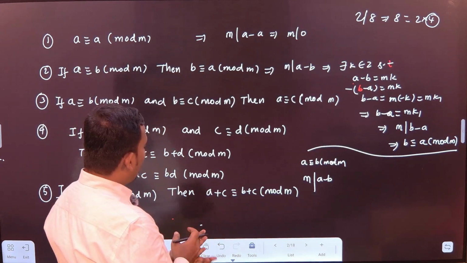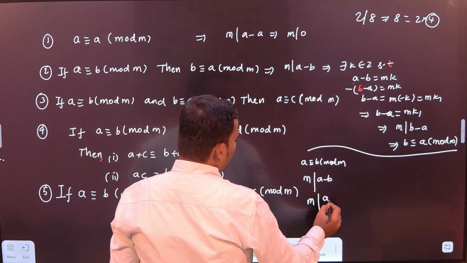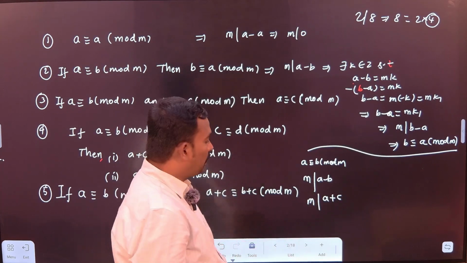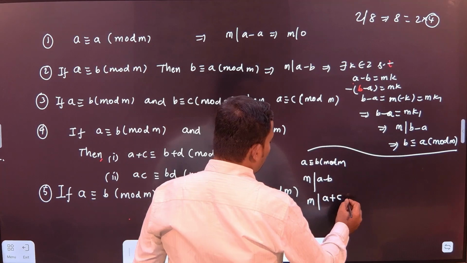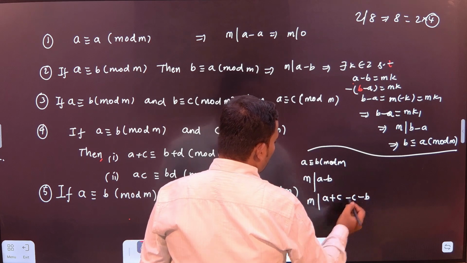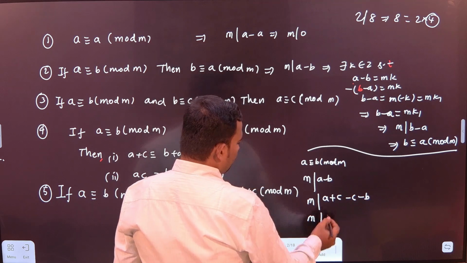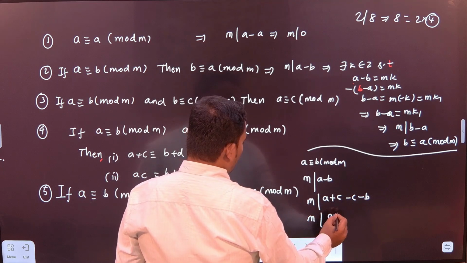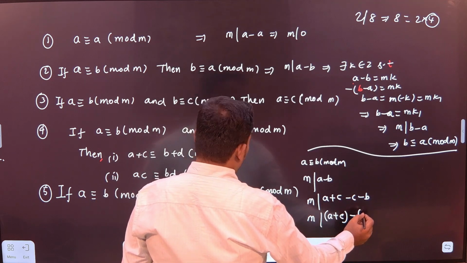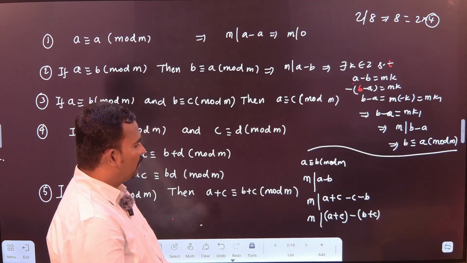Okay. Then how to say that A plus C? So you can see, when you take M divides, you can add and subtract C. So adding C and subtracting C, what will we get? Minus C minus B you'll get, right? So from this, there is no change, right? M divides, what can we say? A plus C minus, you can say, B plus C we can write. Understand? I'm adding C and subtracting C, right?